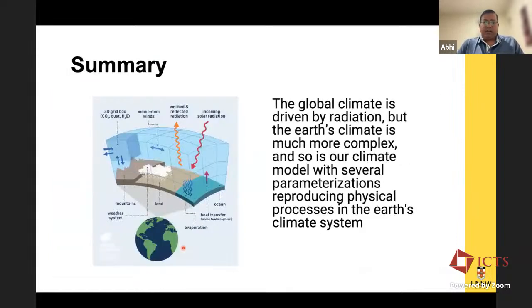So in summary, I have just talked about radiation. This is just one component of the Earth system. There's much more that also affects the physical processes in the atmosphere. You have the winds, you have the land surface scheme, you have the ocean, the heat transfer between the land and the ocean. You have the topography. So as I say, global climate is driven by radiation, but the Earth's climate is much more complex. And we have several parameterizations which reproduce physical processes in the climate system.